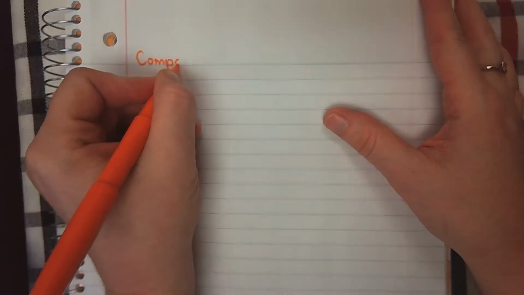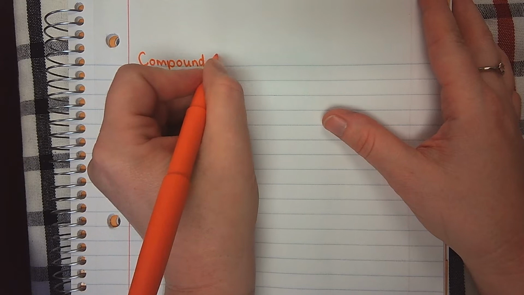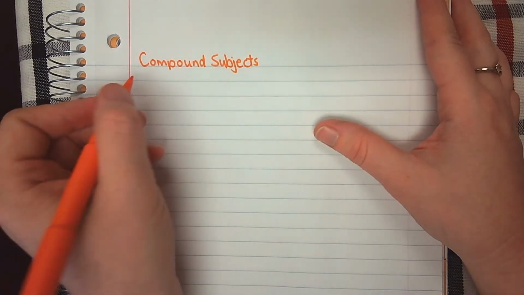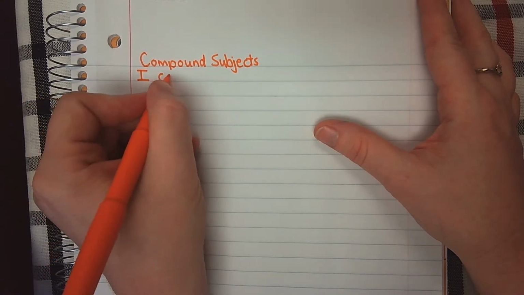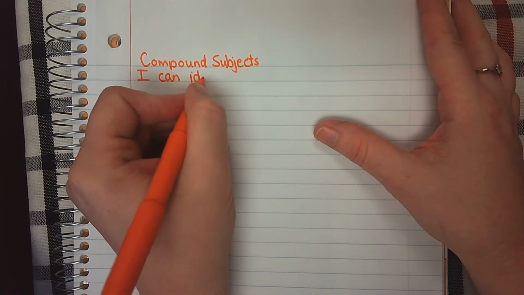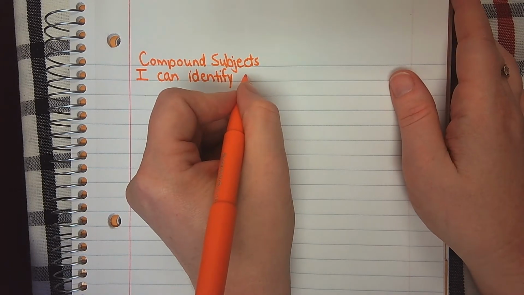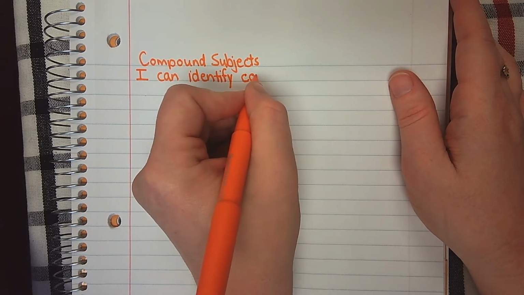For today's lesson, we're going to focus on compound subjects. Your I can statement is: I can identify compound subjects within a sentence.